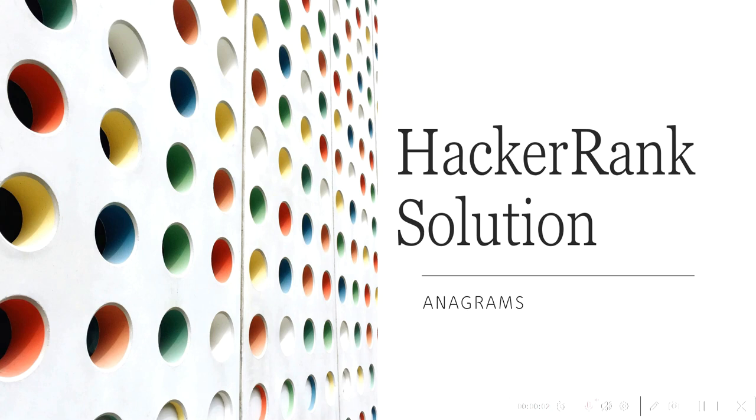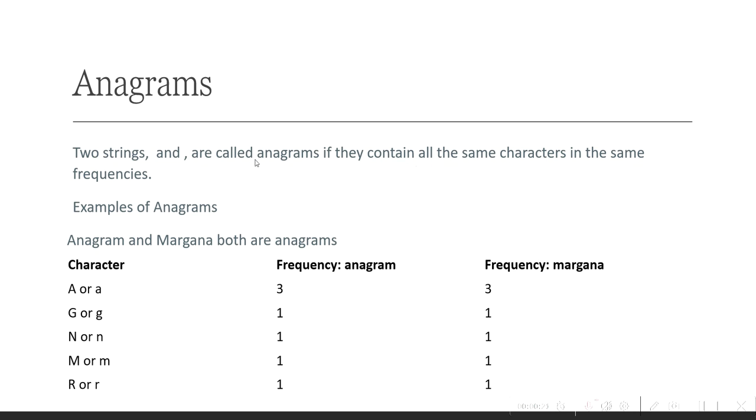Hello everyone. In this video, we will go through a solution of HackerRank. The problem is called anagrams. So, what is an anagram? Let's look at the definition. Two strings are called anagrams if they contain all the same characters in the same frequencies.